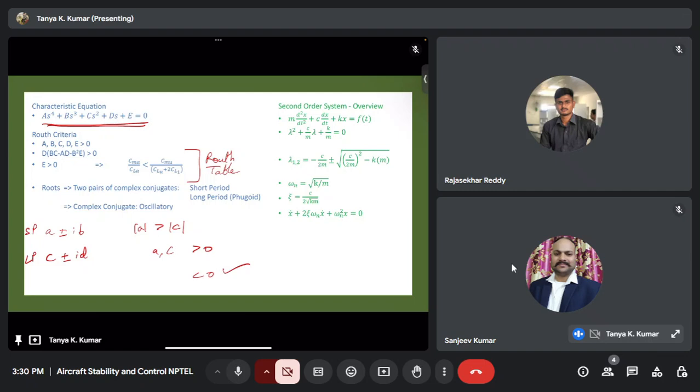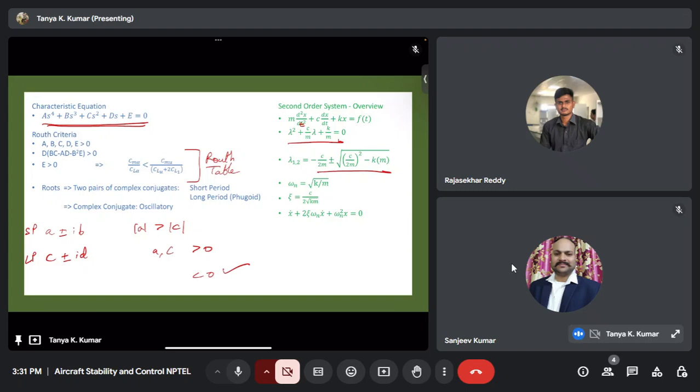Now these two pairs of roots can individually be used to write a second order system. Each pair can be used to represent a typical second order system, for which we have this equation: m x double dot plus c x dot plus k x equals f of t. This is a typical second order system whose characteristic equation is given in this manner, roots are given in this manner, and then you have the natural frequency, damping ratio, and the equation of motion in this manner. So each of those pairs of roots corresponds to a typical second order system.